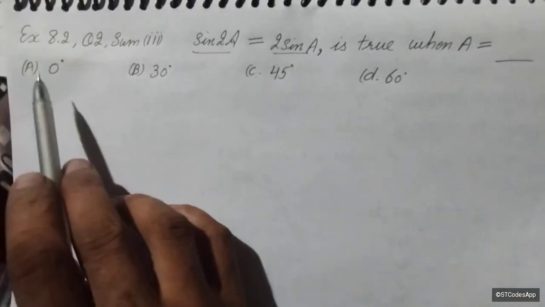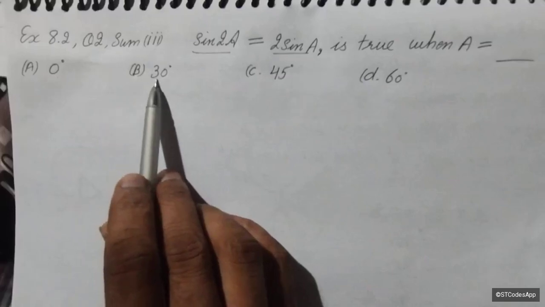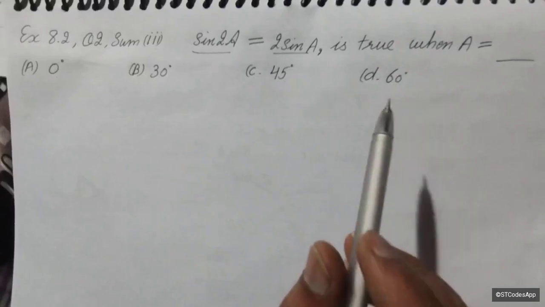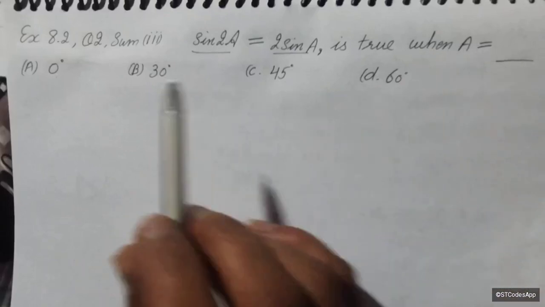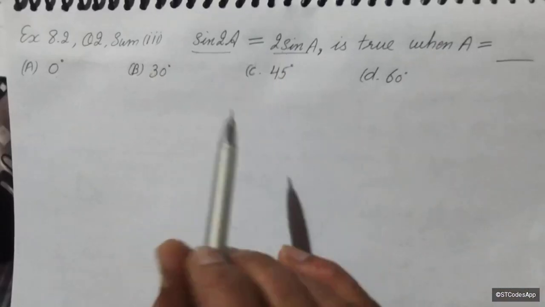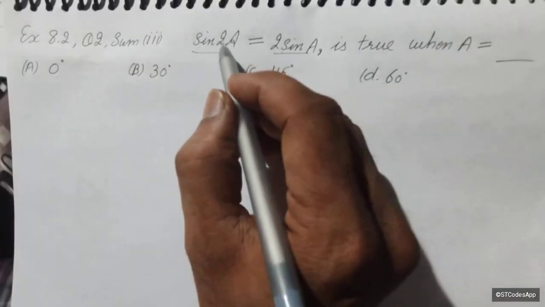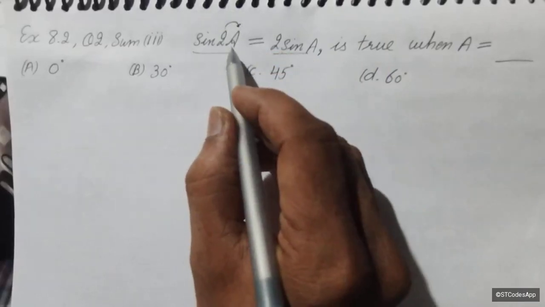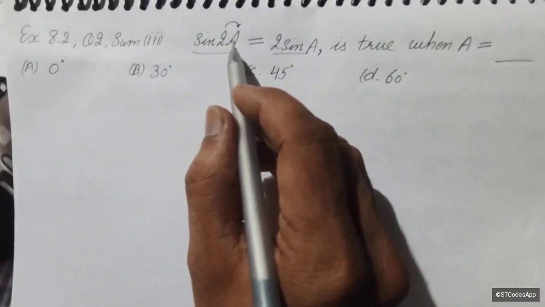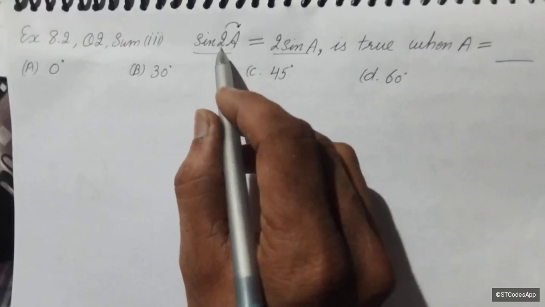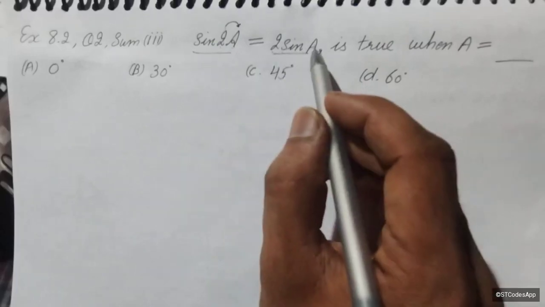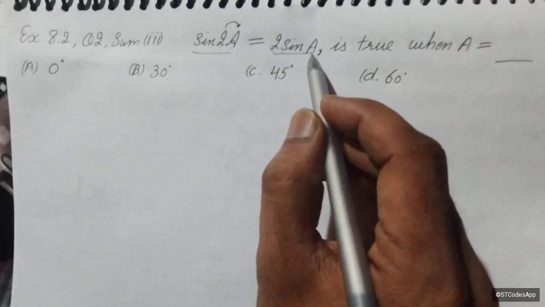Which degree? The options given below are 0 degree, 30 degree, 45 degree or 60 degree. We have to check that, and see what angle we should use so that both sides come out equal. When 2 is written along with the angle, it means we have to multiply the angle by 2. Whatever degree the angle is, we multiply it by 2.